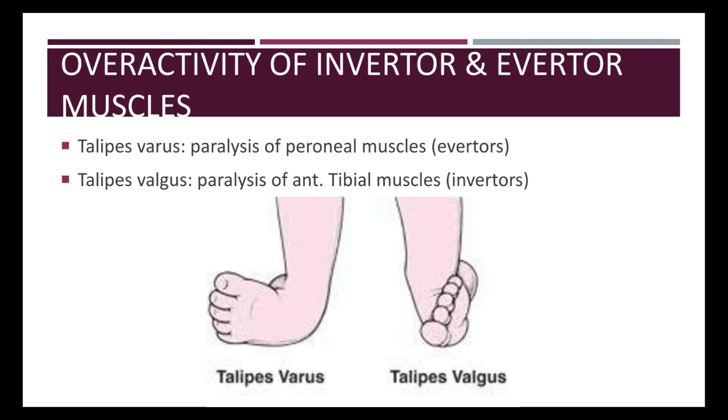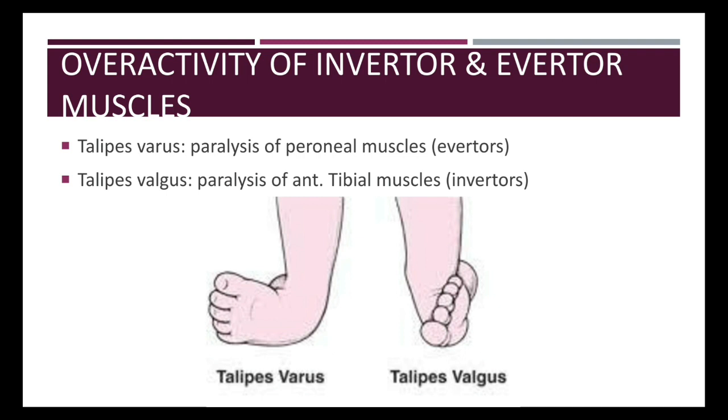One, we have talipes varus. Following an injury to superficial peroneal nerve, the paralysis of the peroneal muscles and associated overactivity of the inverter muscles, that is anterior tibial muscles of the foot, produces a deformity, that is talipes varus.